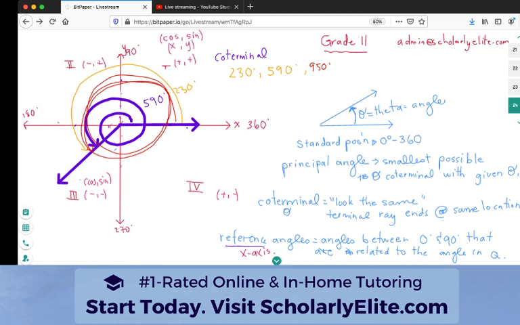So here we have 3 coterminal angles. What does that mean? All of these angles have the same sine and cosine. Okay, guys. Well, now let's make finding that sine and cosine a lot easier, okay?